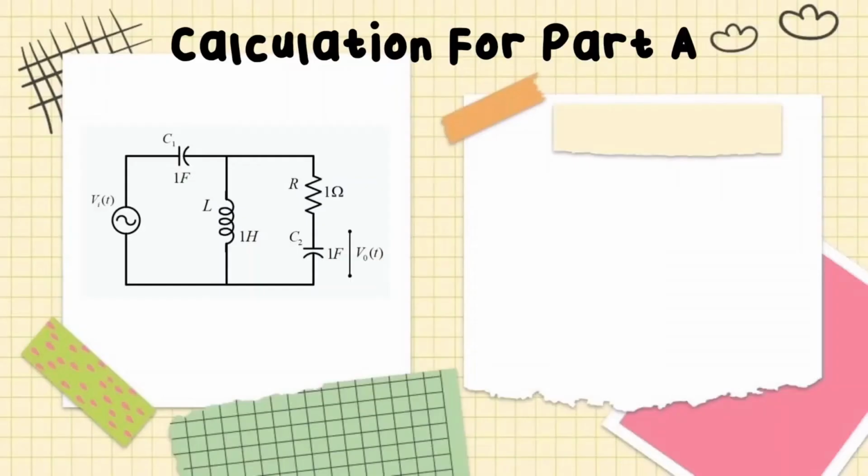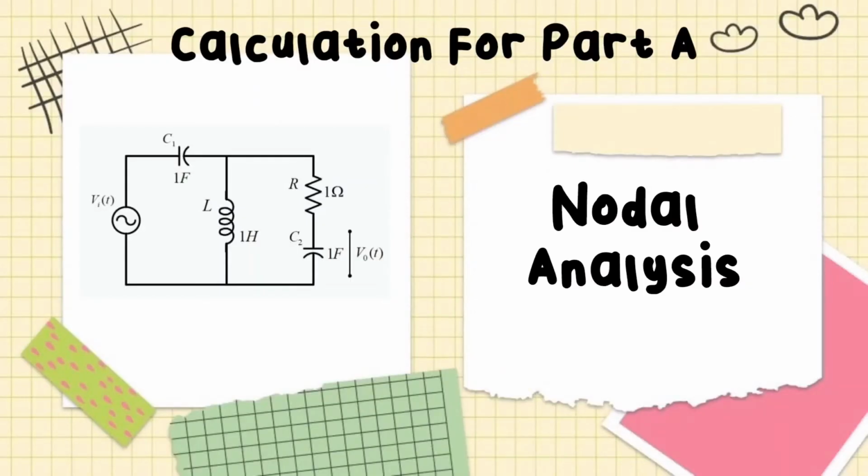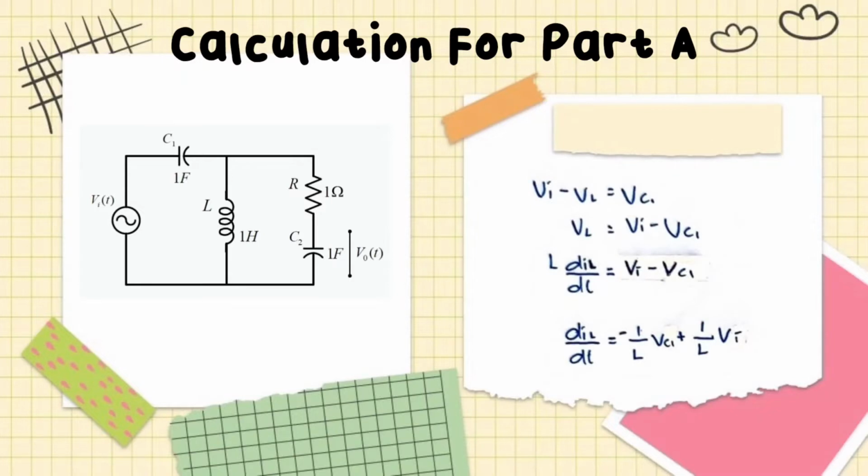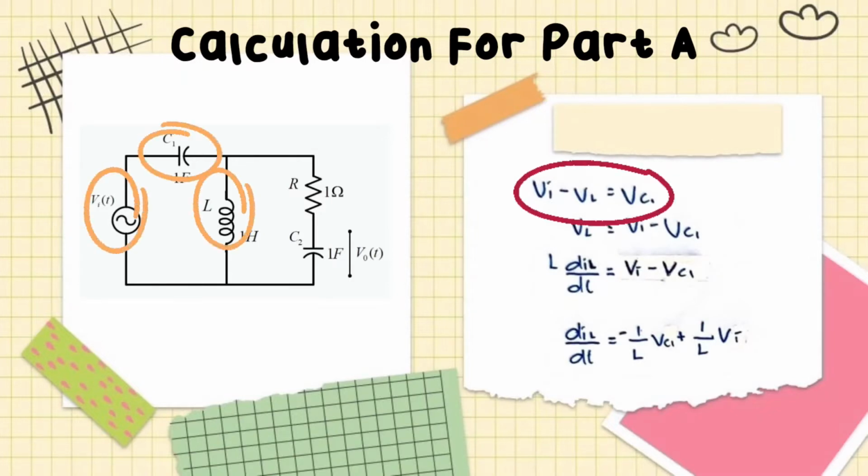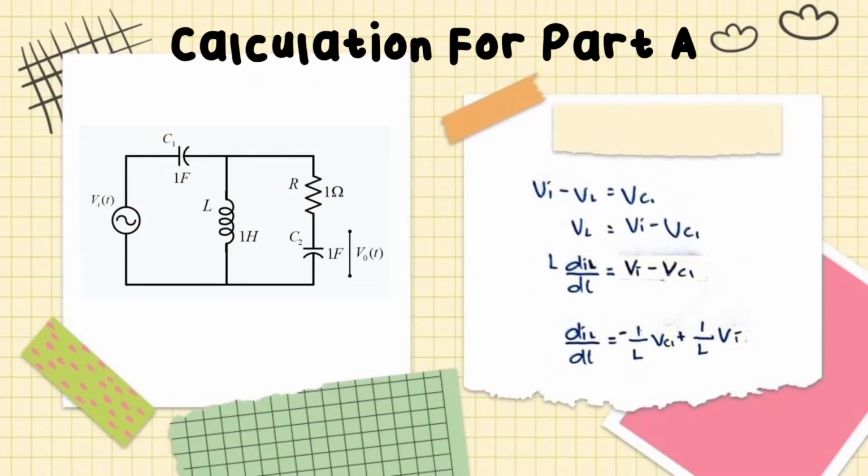Today my friend and I from group 5 will present about lab 3, which is state space representation. For calculation in part A, by using nodal analysis method on the circuit, we can obtain the equation of VI minus VL equal to VC1. From the equation, it can be obtained VL equal to VI minus VC1, and then convert VL to the derivative equation, that is L dIL per dt, to get the equation for dIL per dt.